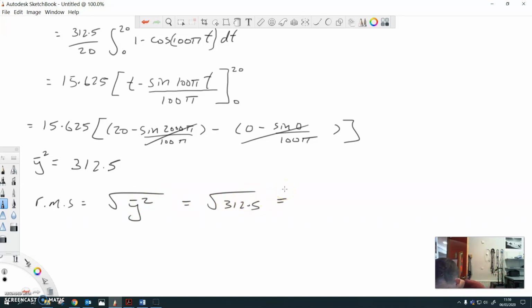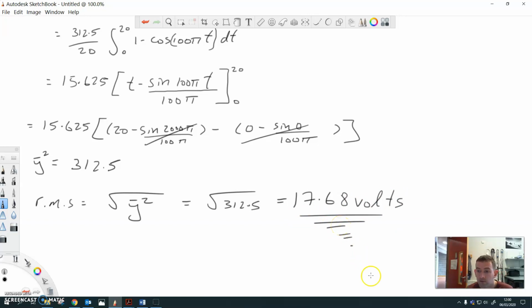I'm going to go square root last answer, and S-D that I get 17.677. The question asked for four significant figures: 1, 2, 3, 4, 5. So that last 7 there causes the fourth digit to go up to 8, and the answer is going to be in volts. That is it, I am reasonably sure.